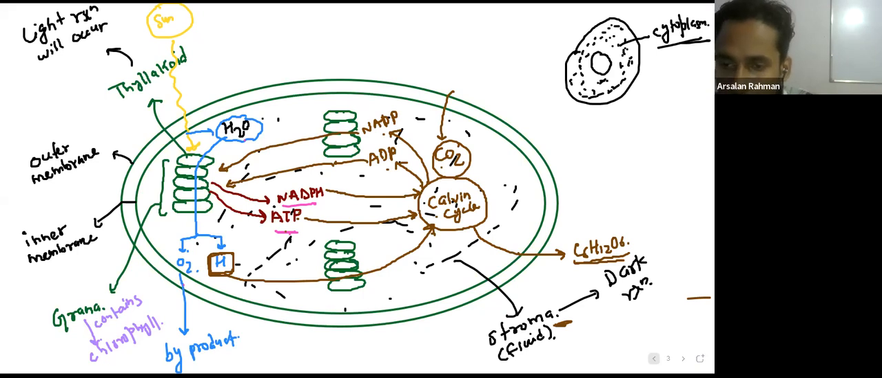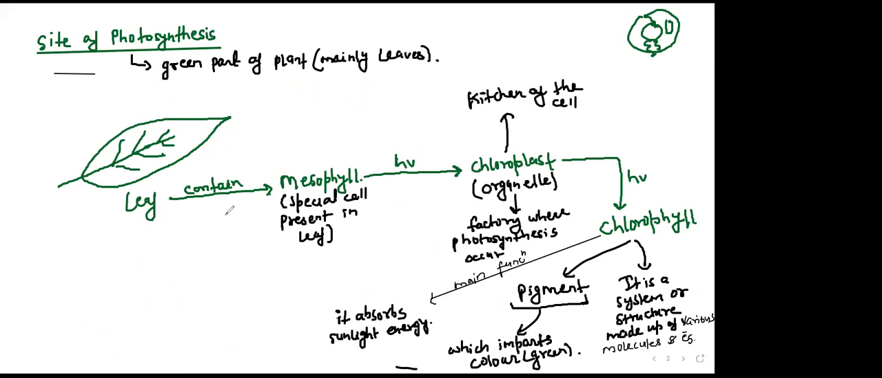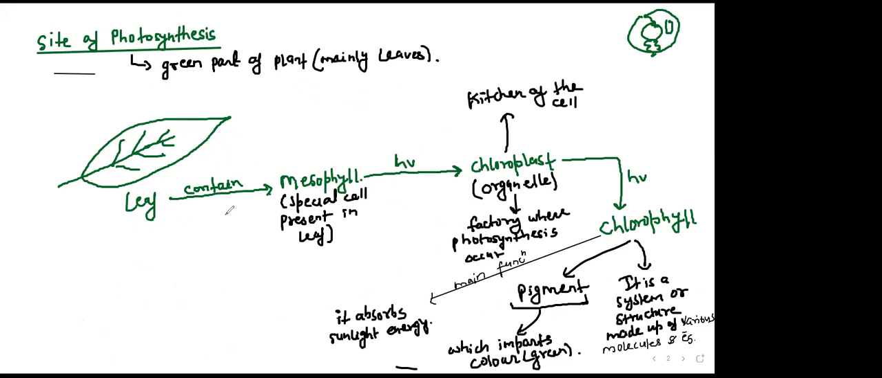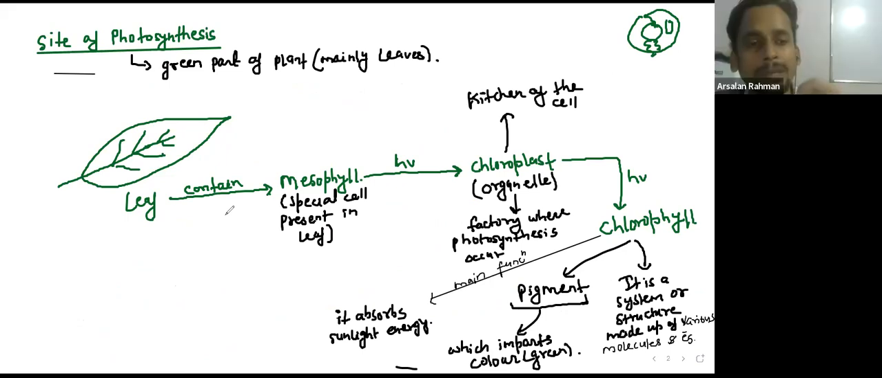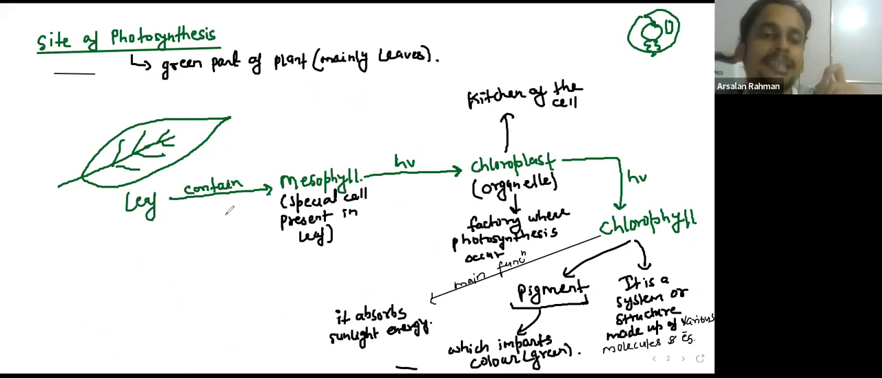Let's understand where photosynthesis occurs. On the surface of the leaf, in the mesophyll cell. Where in the mesophyll cell? In the chloroplast. And which pigment helps in the absorption of light energy? Chlorophyll. Chlorophyll is present inside the chloroplast. Do you have any problem till here?